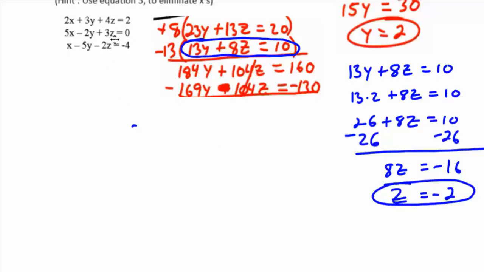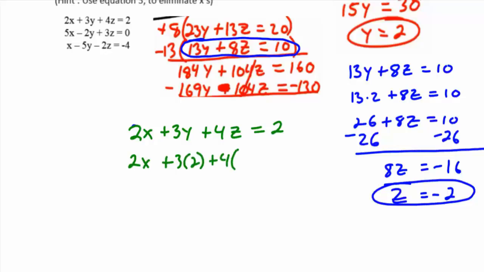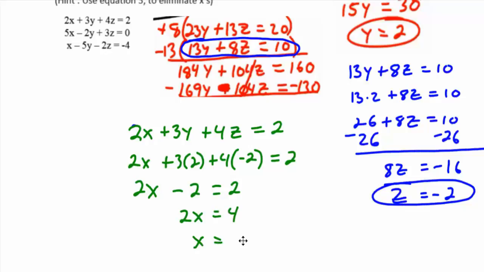Go back to one of the original equations, it doesn't matter. Let's just take the original, 2x plus 3y plus 4z equals 2, and we know y and we know z. So 2x plus 3 times 2 plus 4 times negative 2 equals 2. 2x, 6 minus 8 is negative 2, equals 2. Add 2, 2x equals 4, and x equals 2.